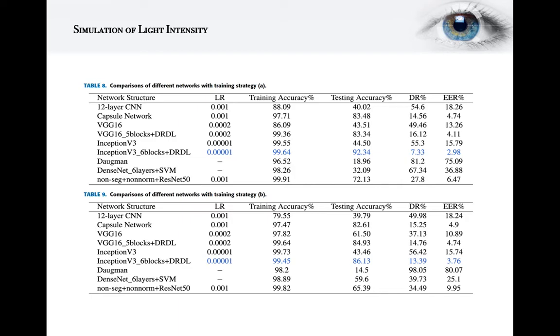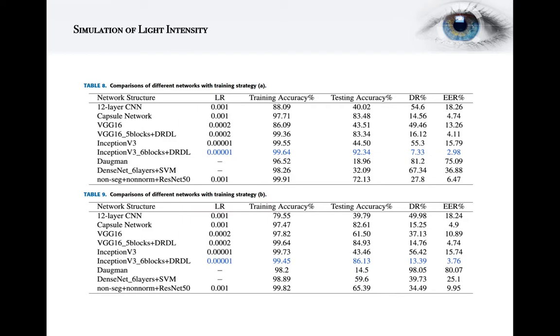Additionally, they also did a simulation of the light intensity. They said previously this was rarely done in iris recognition. In this simulation, they assume the model is trained only in strong light and then validated in a weak light environment, and vice versa. For the simulation, they use the images from the GLEV4 dataset because the dataset has varied light intensity.